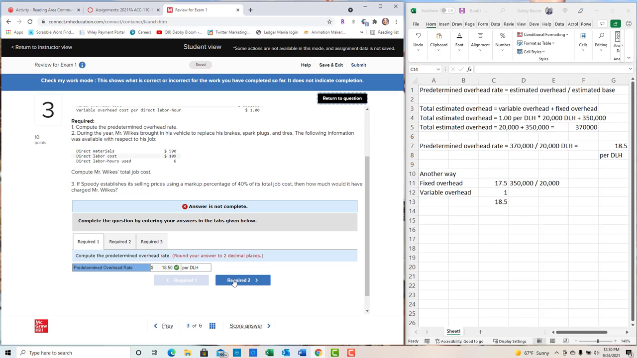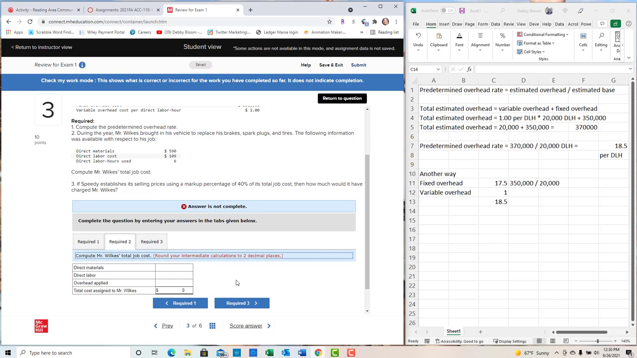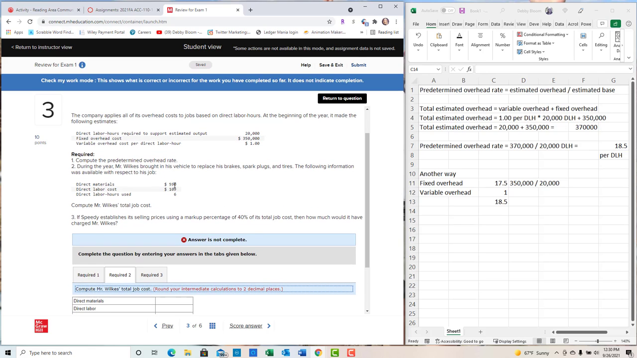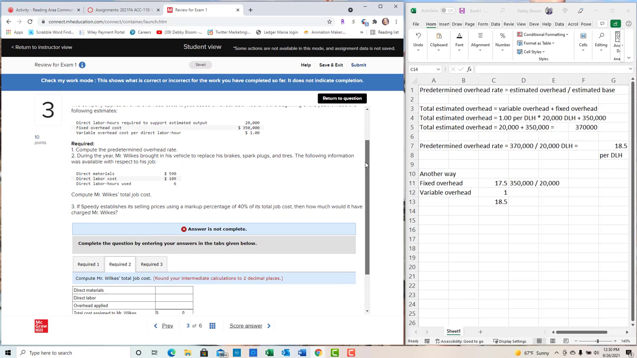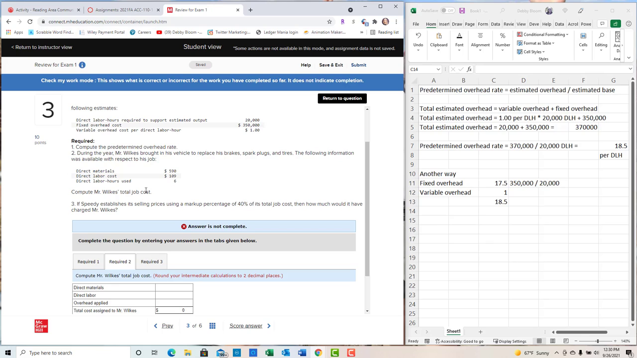Now that I have the $18.50 per direct labor hour, we're going to move on to requirement number 2. So notice how the direct materials and the direct labor cost is given in the problem. This is very common with job order costing because, as I said, you just fix your accounting system so that as you requisition the direct materials, you know what job it goes to. And as you incur the direct labor costs, you also code that for jobs. So you automatically know that just from your accounting system.